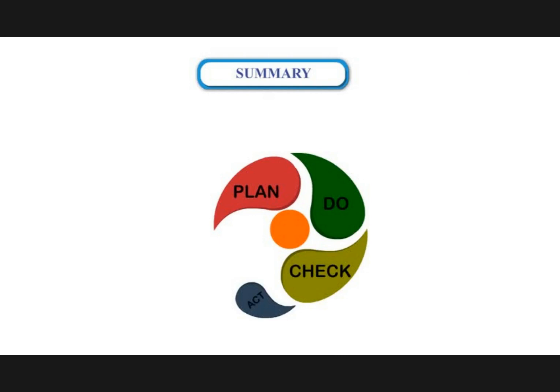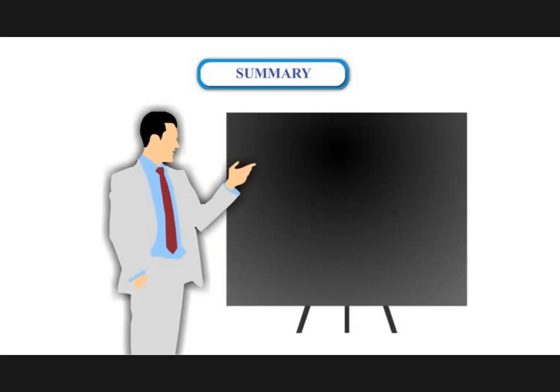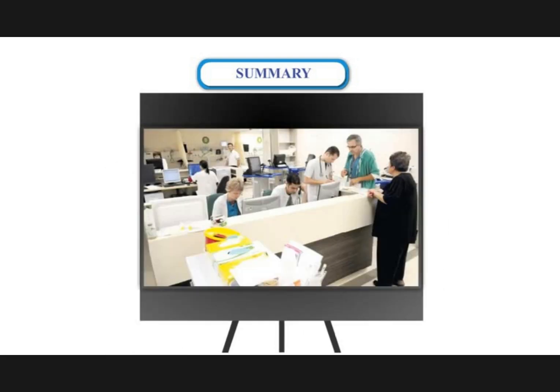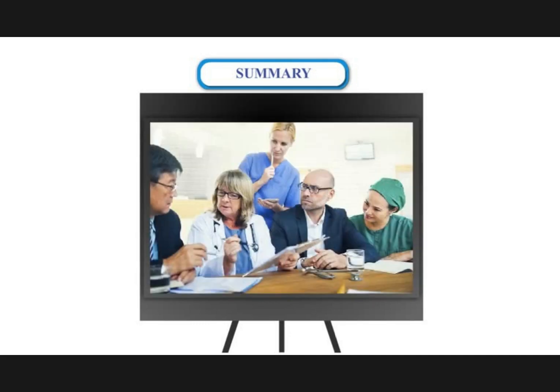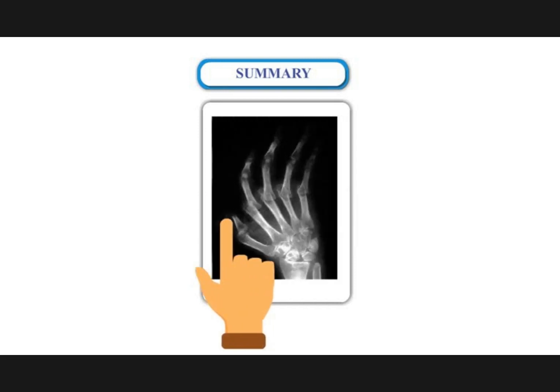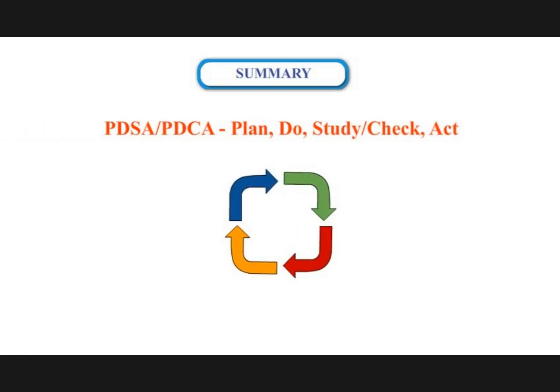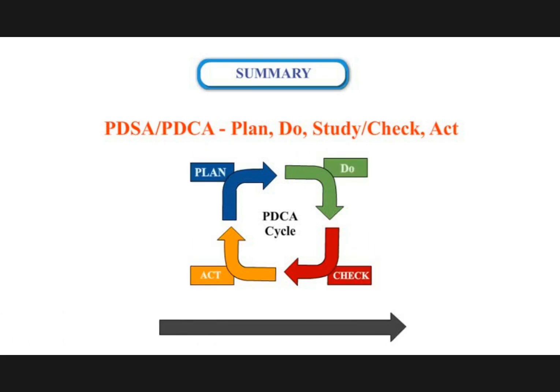Summary. This module summarizes that the Deming cycle or PDCA cycle is a continuous quality improvement model consisting of a logical sequence of 4 repetitive steps for continuous improvement and learning. That is, plan, do, check, and act. The PDCA cycle is also known as the Deming cycle, the Deming wheel, or the continuous improvement spiral.